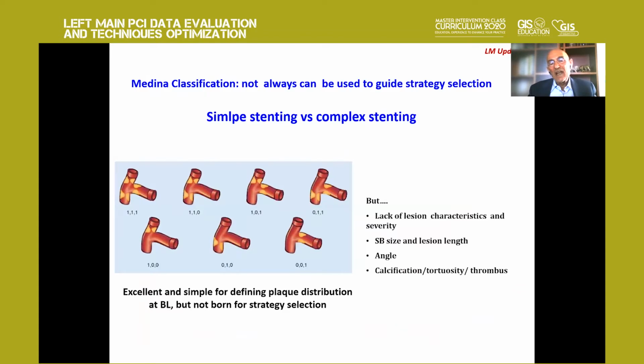About how to select the procedure, whether it's simple stenting versus complex stenting, I'd say that the Medina classification is not adequate for this. That is because there's a lack of lesion characteristics and severity of lesion, side branch size and lesion length on the side branch, the angle, the presence of calcification, tortuosity, thrombus. So all these important data cannot come from the Medina classification. The Medina classification is an excellent classification, simple for defining plaque distribution, but I am convinced that it is not to be used to guide the strategy selection in distal left main.